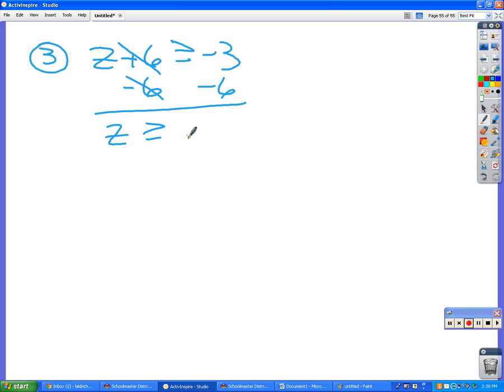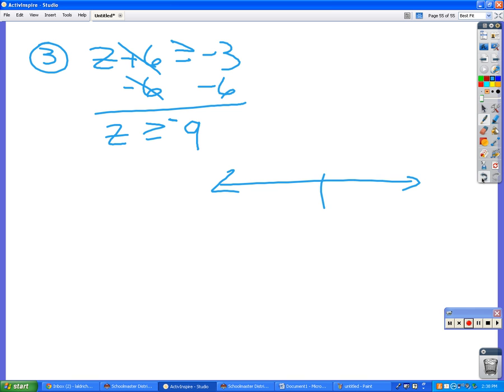So I've got a negative 3 and I've got a minus 6. Are those signs the same or are they different? They're the same. All I see is 2 negative signs. So what do I do with the numbers? Add them together. 3 and 6 makes 9. And it's going to stay as a negative 9.